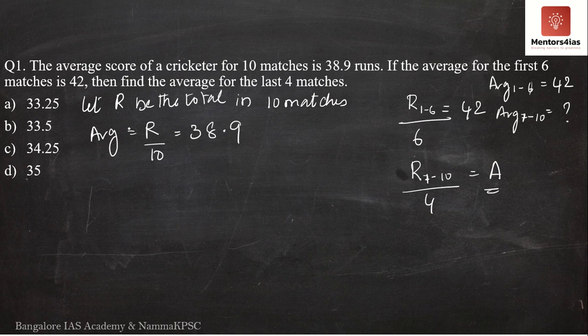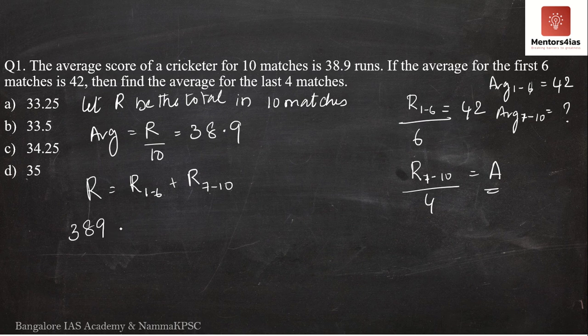Now, considering this, can I say that total runs, that is R, is equal to the runs scored in the first 6 matches plus the runs scored in the last 4 matches? Yes. So runs scored from match 1 to match 6 plus the runs scored from match 7 to match 10 is equal to the total runs. Now, what is R? From this particular relation over here, R is nothing but 38.9 into 10, it is 389.